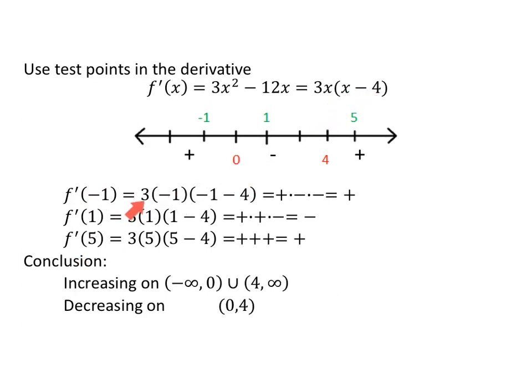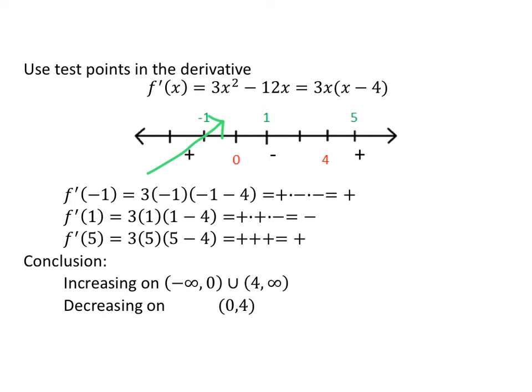So when I substitute x equals negative 1, I know that the 3 is positive, negative 1 is negative, negative 1 minus 4 is negative, and I don't care about the numbers. I care that positive times a negative times a negative is positive. And so I know that I am increasing in this particular interval.